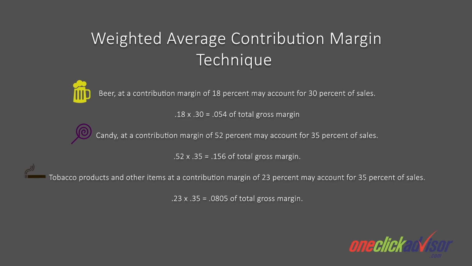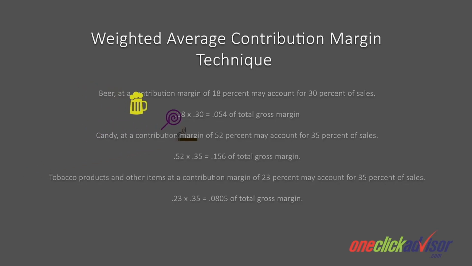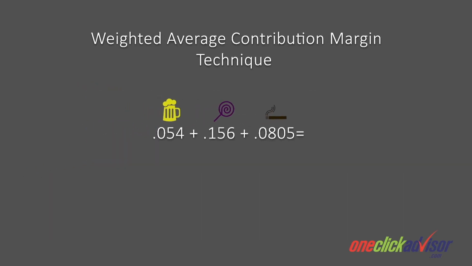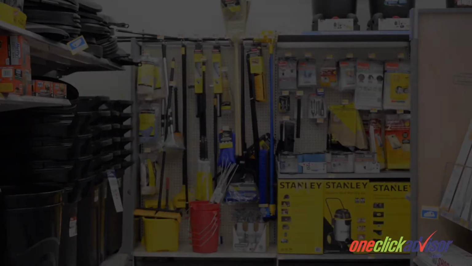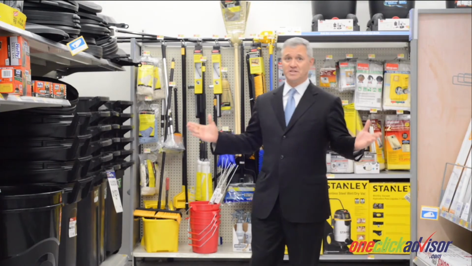Let's take all these margins and add them up and see what we come up with. So that's 0.054 plus 0.156 plus 0.0805. That gives you a total of 0.2905, or a total gross margin of just over 29%. We call this the weighted average contribution margin technique. Large retailers, such as this one, practice this on a much grander scale.